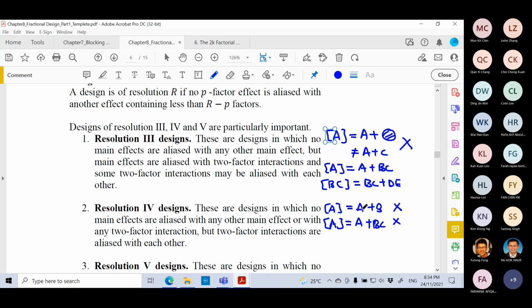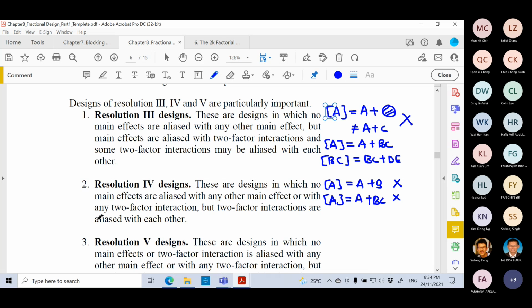These two cases, the main effect with any of the 2-factor interactions, you will never see this alias structure. If they have this type of alias structure, then it is not resolution 4. But the 2-factor interactions are aliased with each other. It means it is possible that B equals AB plus CD. If you have this, this is the alias structure for resolution number 4.